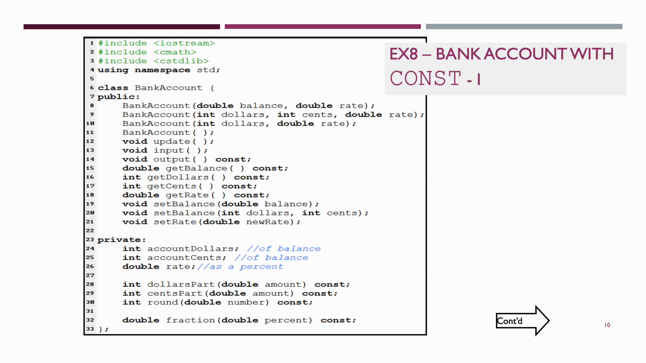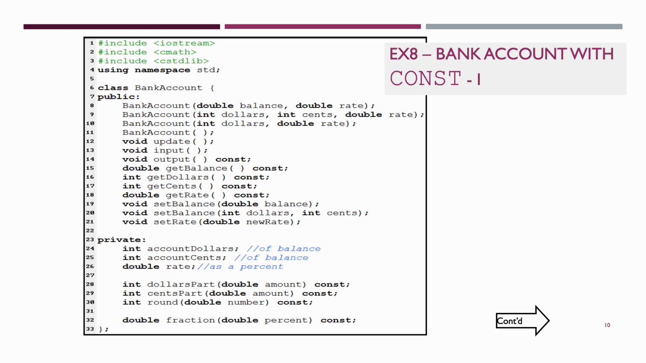Then get dollars constant and get cents constant. Both of the methods return the dollar and cent components of the account balance. So that's why we made it constant. It is marked constant so that we cannot modify anything. Then double get rate constant. It also returns the current interest rate for the account, again because it only reads the value, so that's why it's constant. Okay, now setters.